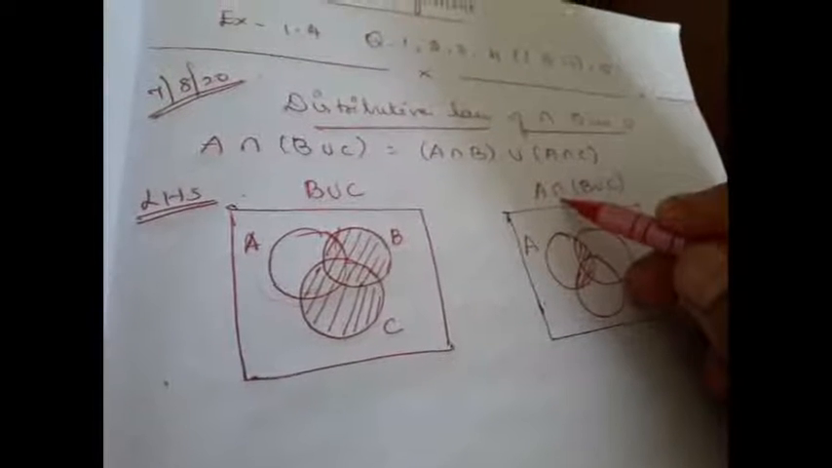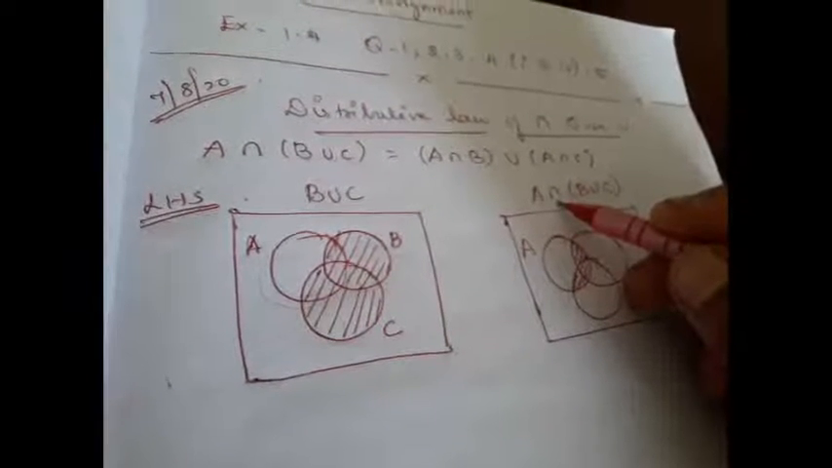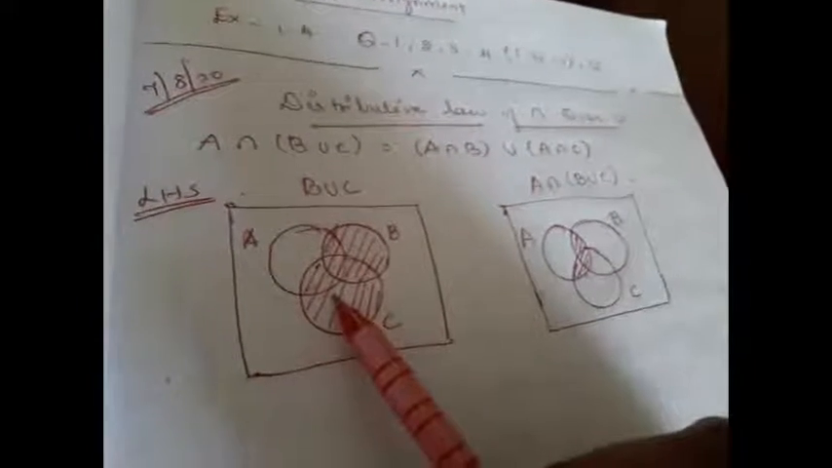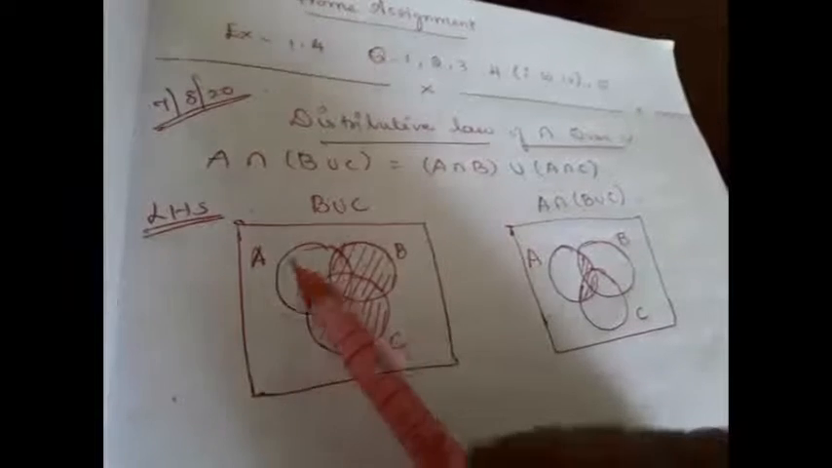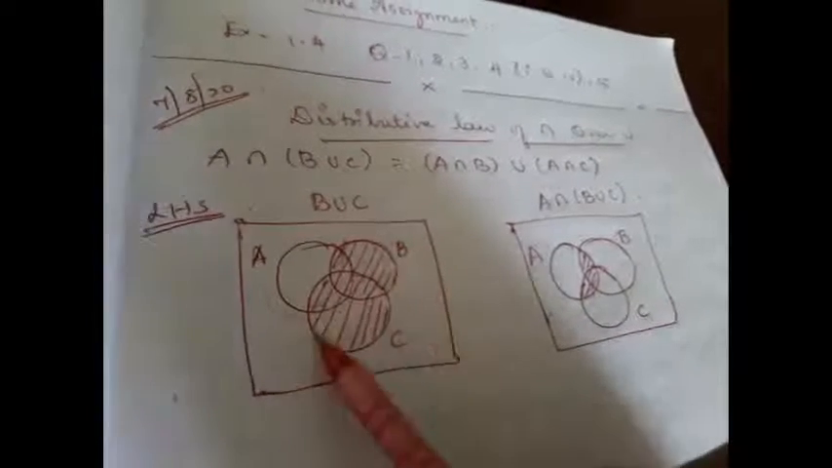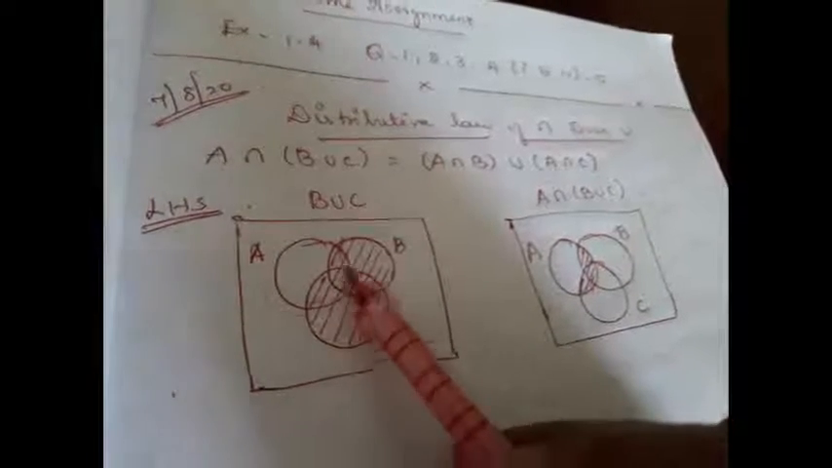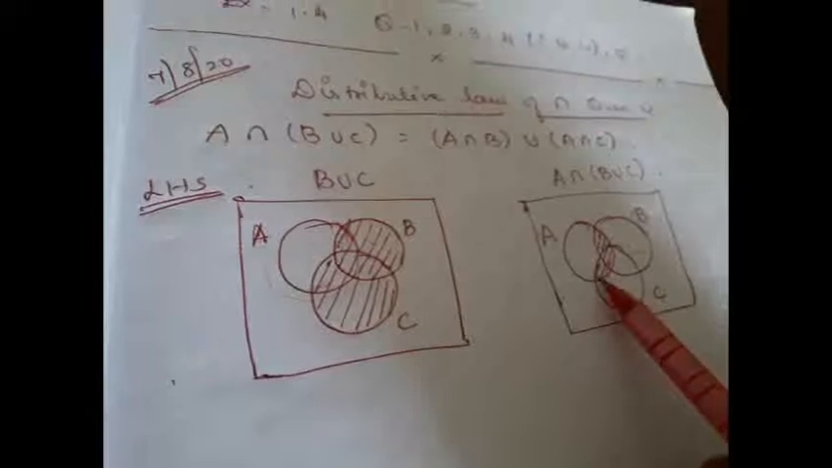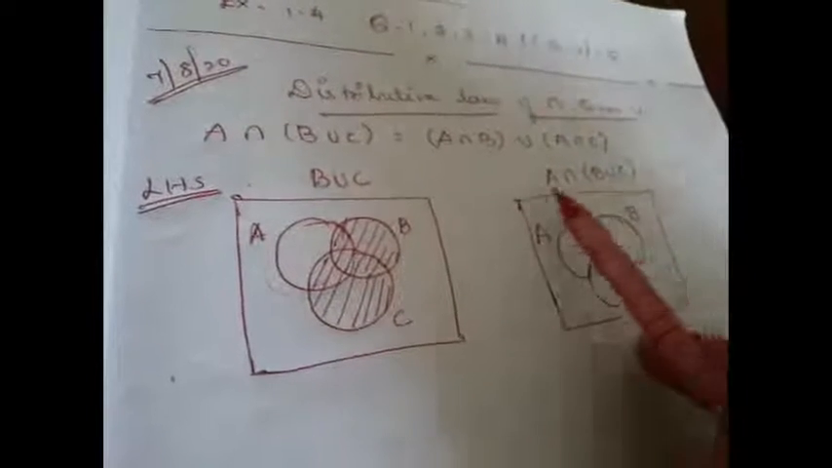Intersection means common elements. Now, we are going to check out which is common in both B union C as well as A. B union C we have done already. Now we are going to find which is common in both A and B union C. A is this full circle, B union C is these two entire circles. So if we analyze these two, this is the only region which is available in both A and B union C. Therefore, this region is A intersection B union C, right?